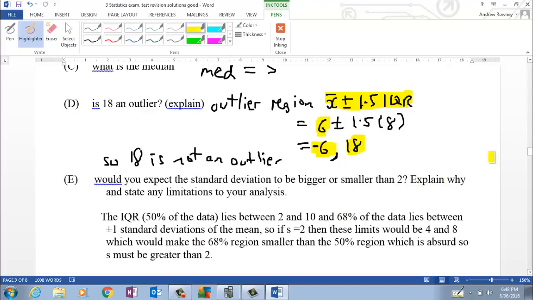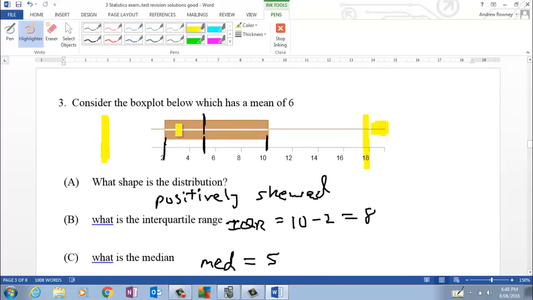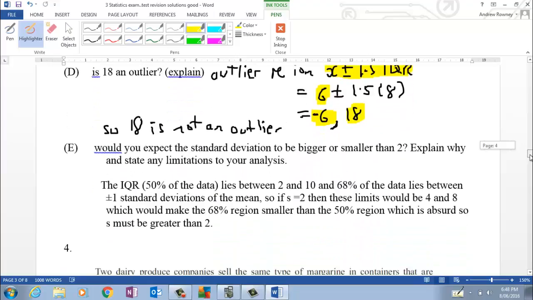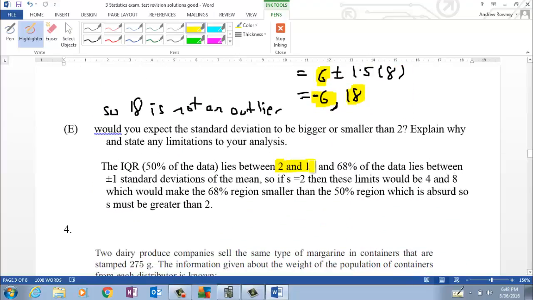Would you expect the standard deviation to be bigger or smaller than 2? Now the IQR contains 50% of the data. This is the IQR, this box here. 50% of the data is in there, ranging between 2 and 10. It's like between 2 and 10.